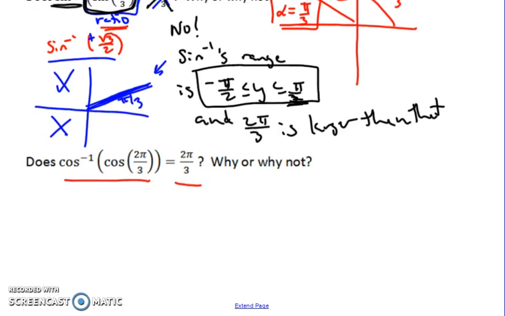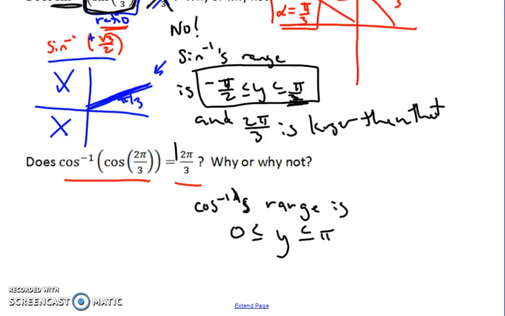So what about for cosine? For arccosine, I know it looks confusing, the arccosine's range, that's like cosine to the negative 1, I don't know how else to write it. So arccosine's range is between 0 and pi. And so it's able to give me 2 pi over 3.